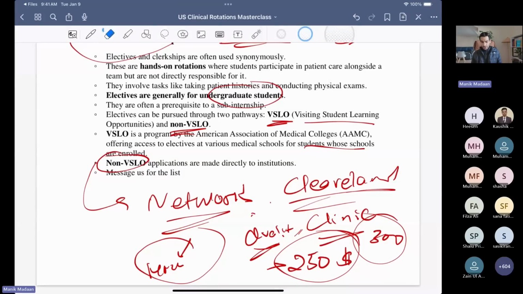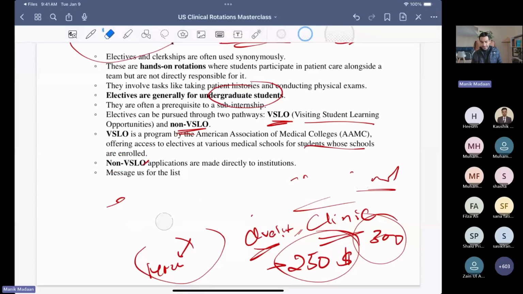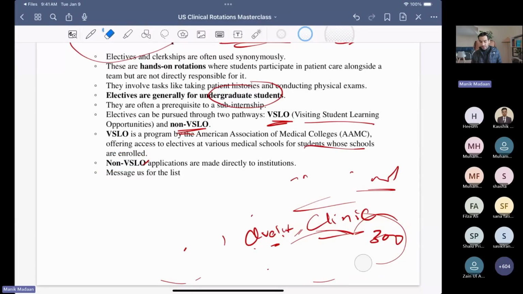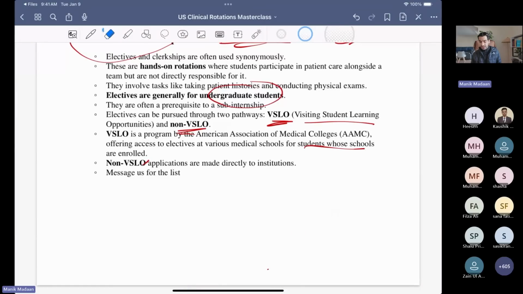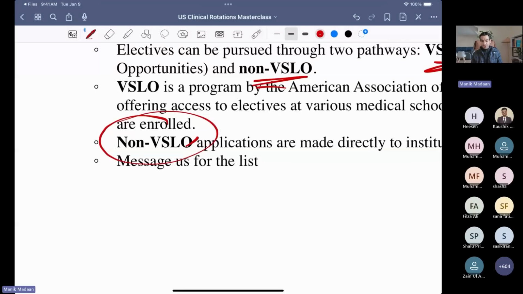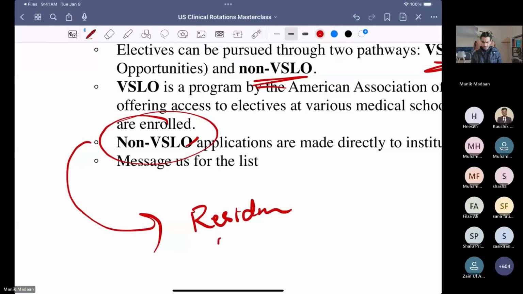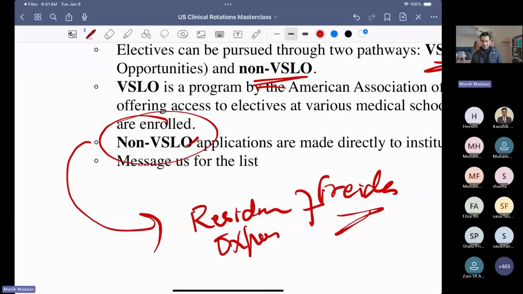Other opportunities, if you want to know about them, towards the end I'll talk to you about how I can update you on all these opportunities, because there's a huge list of non-VSLO institutions that you can be aware of. If you want to find it out for yourself, it's not hard. All you have to do, and I'll show you the process later on, is go to Residency Explorer or Frida. These are two sites, and I'll walk you through the practical aspect of this as well.